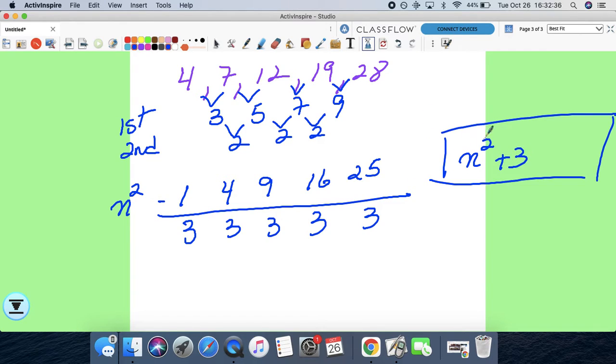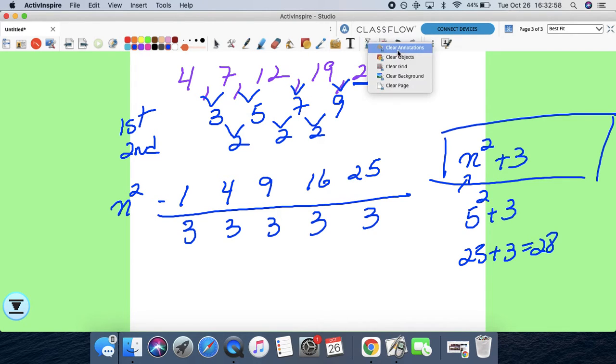Like I said in class, you might want to just plug in 5. The 5th term of this sequence is 28. So if you plug in 5 over here, do you get 28? Well, 5 squared plus 3, that's 25 plus 3, right? Which is 28. So it works. I would always double check a couple more numbers, just to be on the safe side.